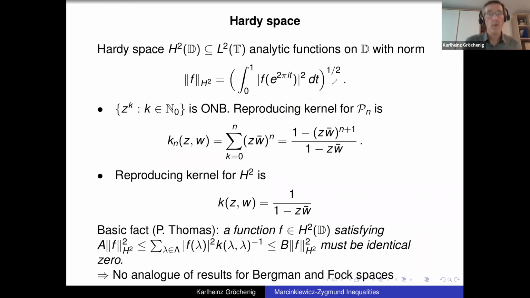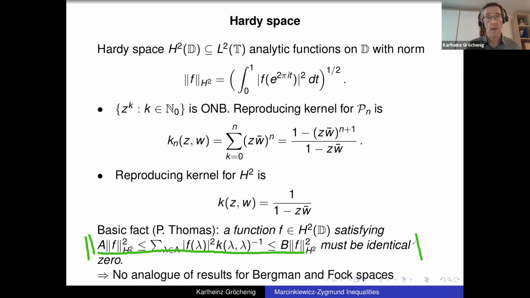Okay, now we could start to ask the same question. How about Marcinkiewicz-Zygmund families in Hardy space? And here, to our surprise, there's something completely different happening. There's a basic fact about sampling in Hardy space due to Pascal-Thomas. If you have a function in Hardy space that satisfies the sampling inequality, okay, that would be the sampling inequality in Hardy space, then automatically this function must be identically 0. So there is no sampling inequality of this type in Hardy space.